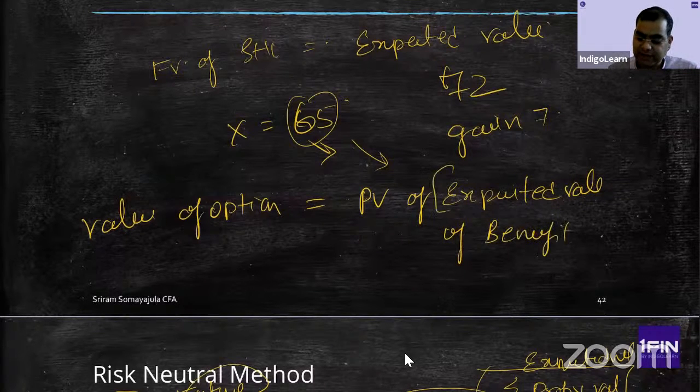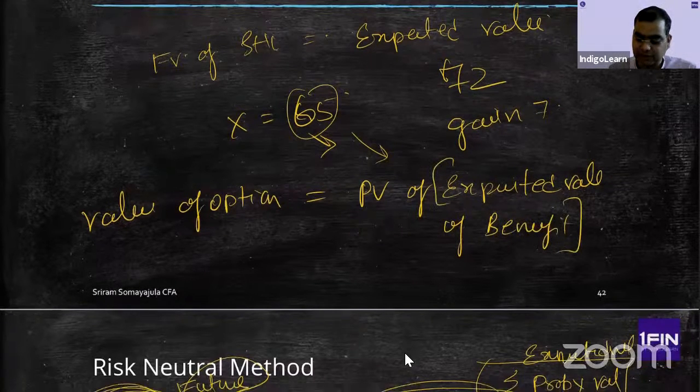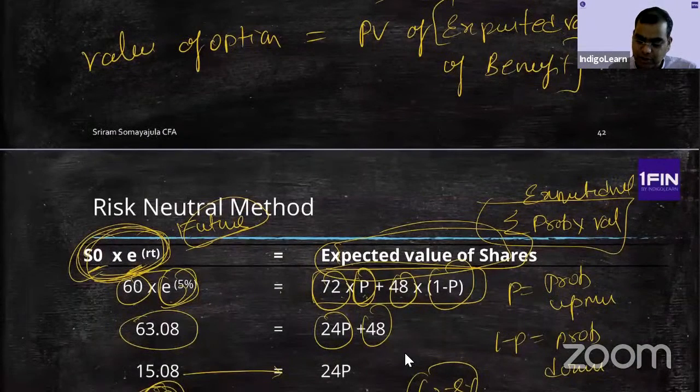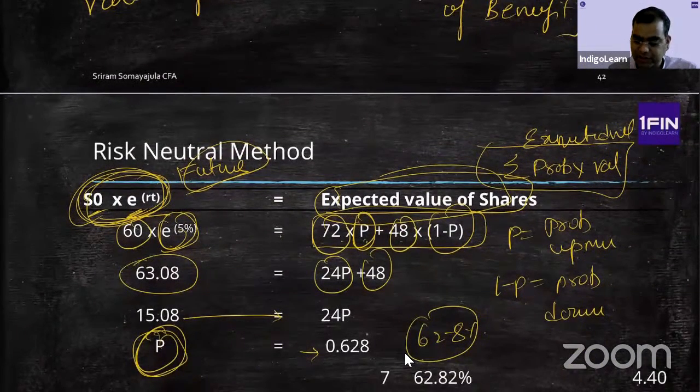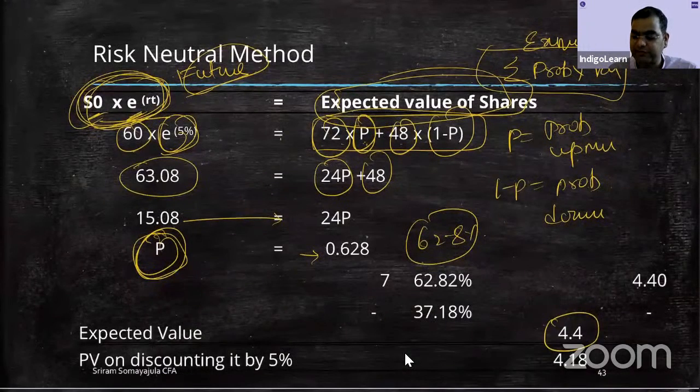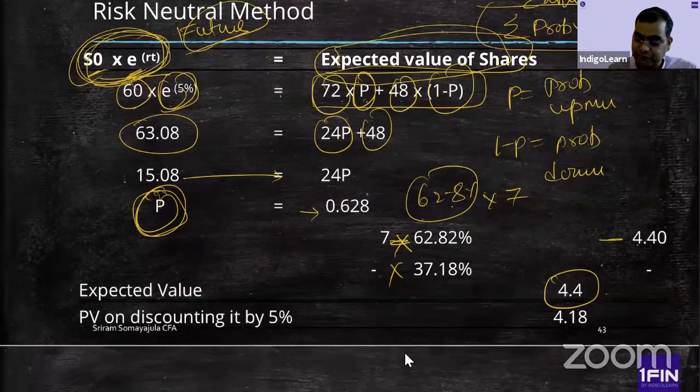Right. What is the expected value of benefits? I just said, right? 7 into 62.8 plus 0 into 37.18, you'll basically get 4.4. So 4.4 is the future expected value of benefit, but that is future. So you have to take the present value. How will you take the present value?